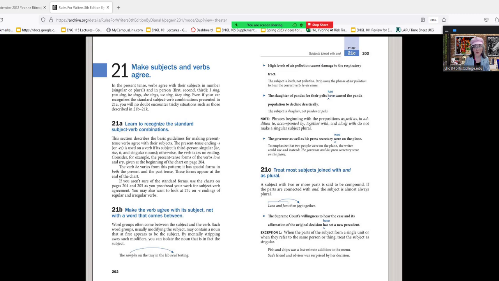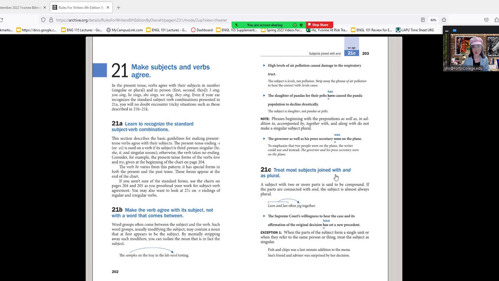Phrases beginning with as well as, in addition to, accompanied by, together with, and along with do not make a singular subject plural. The governor, as well as his press secretary, was on the plane. Here the governor is the singular subject, and therefore it takes a singular verb, was. To emphasize that two people were on the plane, the writer could use and instead. If you say the governor and the press secretary, then you would say were.